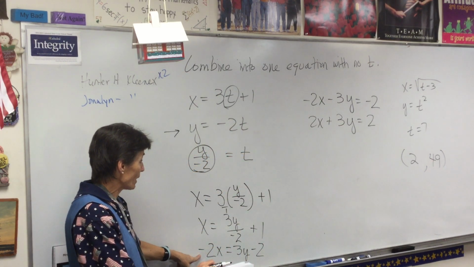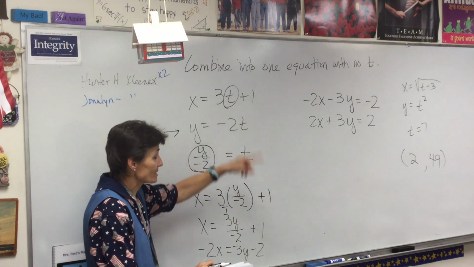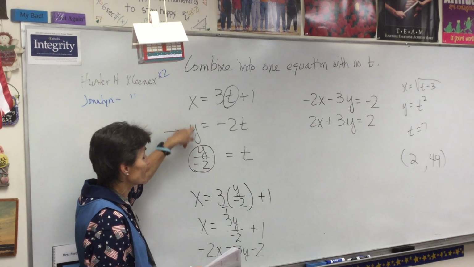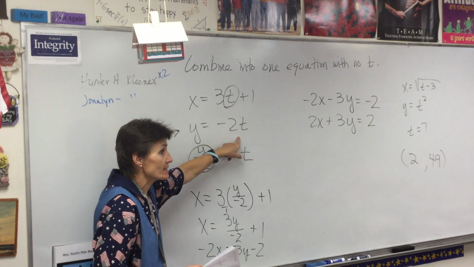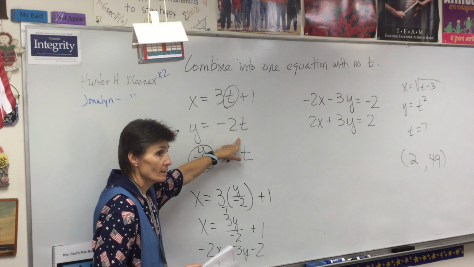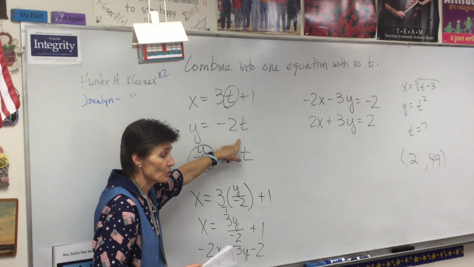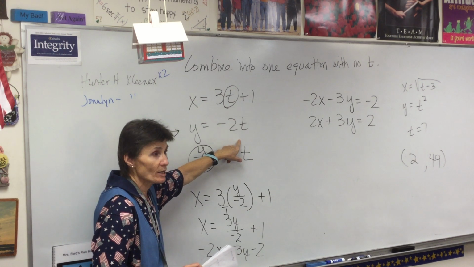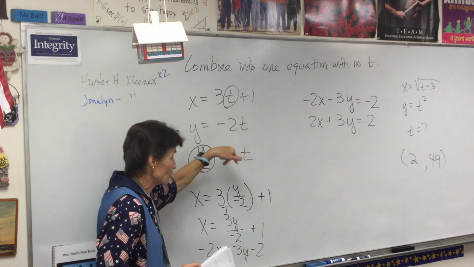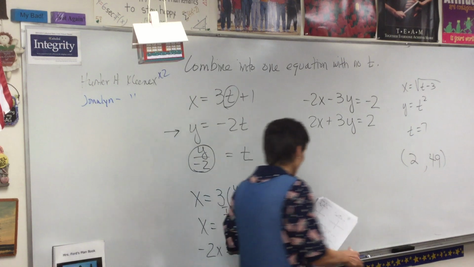You got one equation with just x's and y's. Not so hard. What did it hinge on? You had to get t by itself, right? Doesn't matter which equation you use. In one of the equations, you get t by itself, whichever one seems easiest, and then you plug it in. So let's look at the next one.